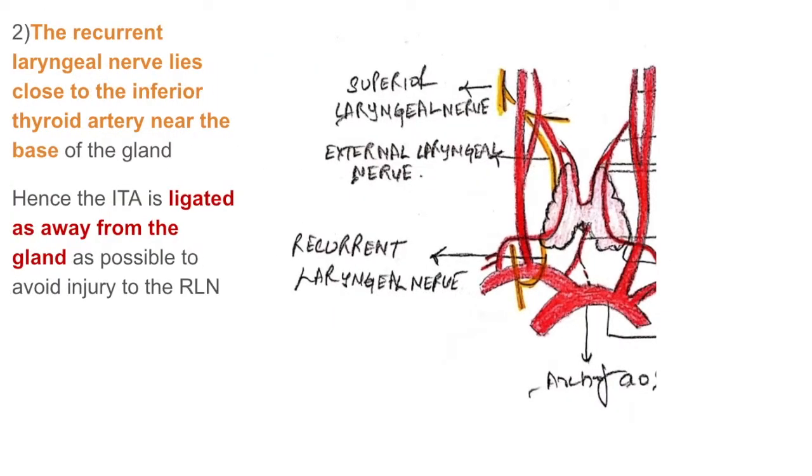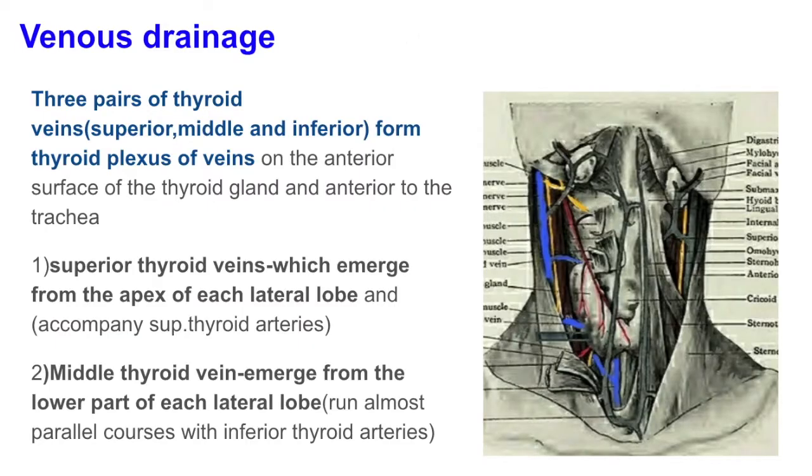So that's it in the arterial supply of the gland. You've seen it's supplied by the superior thyroid, branch of the external carotid, inferior thyroid, branch of the thyrocervical trunk, and thyroid ima, which is a branch of the brachiocephalic artery. Now let's go on to the venous drainage.